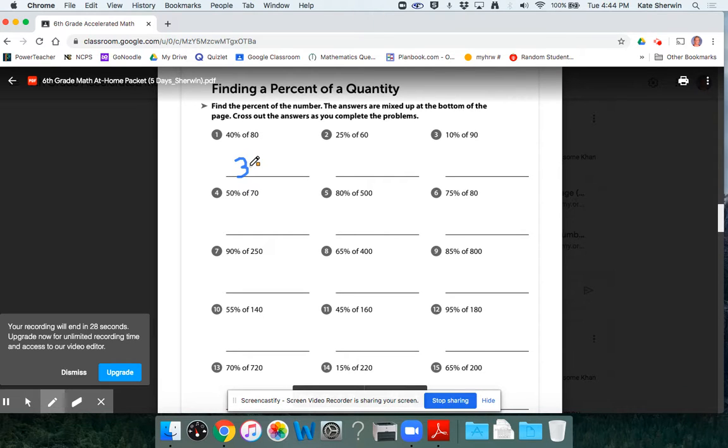And you can check yourself by using estimation. 40% is almost half. Half of 80 is 40. Yeah, this is almost half, almost 50%. So I think that's good. So see if you can do them mentally. If not, go ahead and change your percentages into decimals and multiply. Good luck with that. I think you'll do just fine.